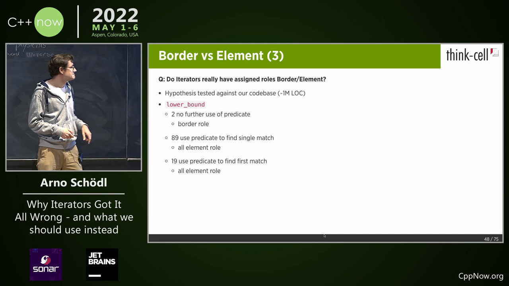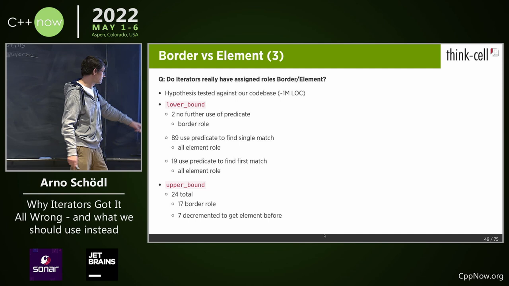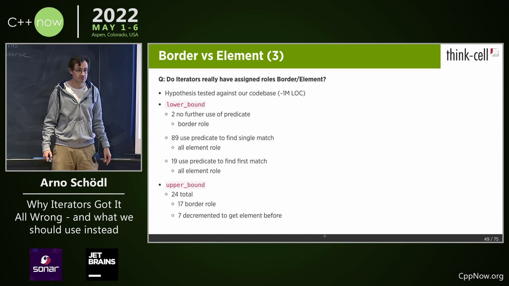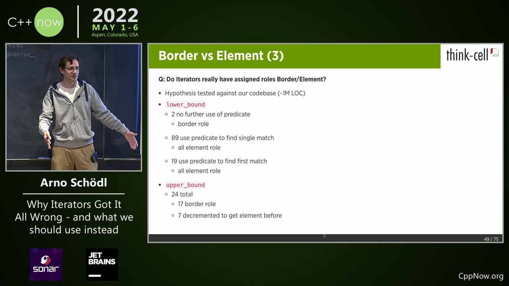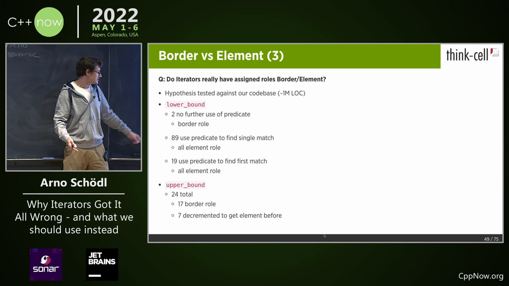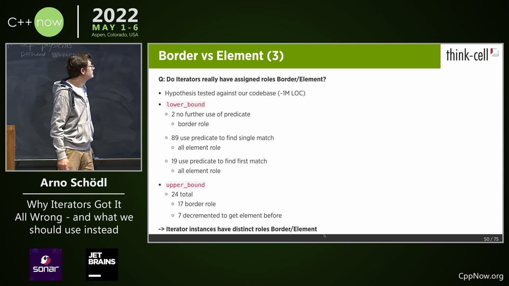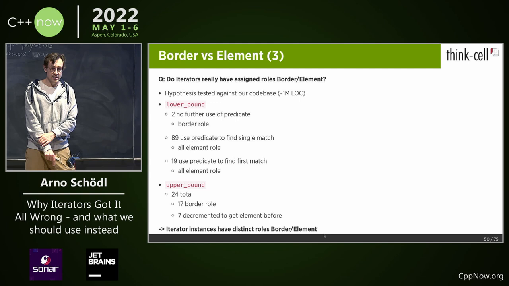Upper bound, 17 border role. And none of them is used as is for an element. Because if you find the upper bound, what you have after the upper bound is no longer the property that you're looking for in this upper bound. It's the end of the sequence of things that have that property. And so 7 of them are actually decremented afterwards to get the element before. So I would claim iterator instances have distinct roles. You can say in the program, there's a border, there's an element, there's a border.